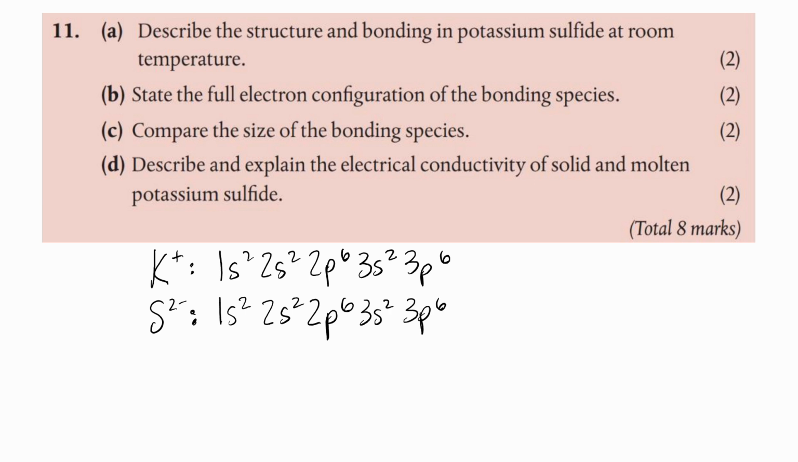So when we're talking about C, which is compare the size of the bonding species, they have the same number of electrons, and they have now the same number of energy levels, but potassium has more protons. And when it has more protons, that's what we call a larger nuclear charge. That means it's going to attract those electrons stronger and have a smaller atomic radius. So S2- is going to be larger than K+.